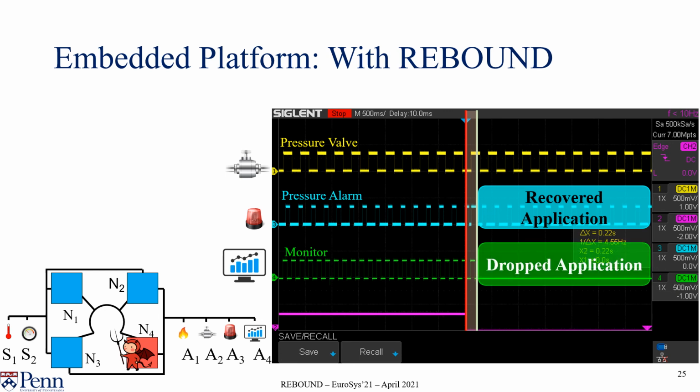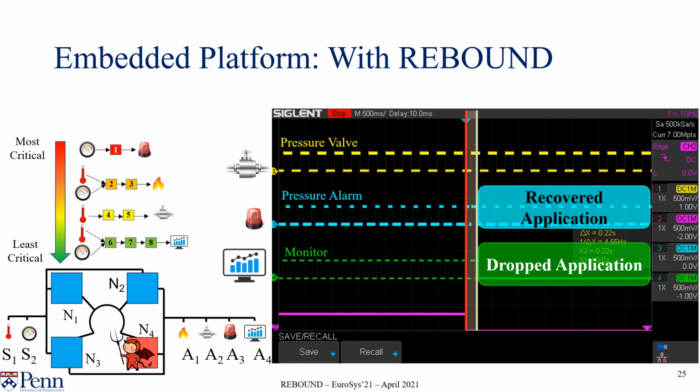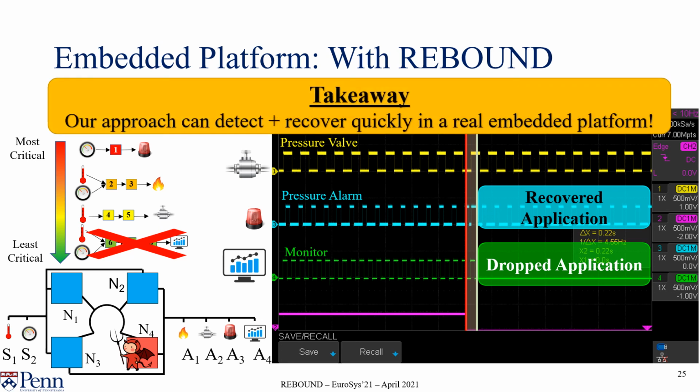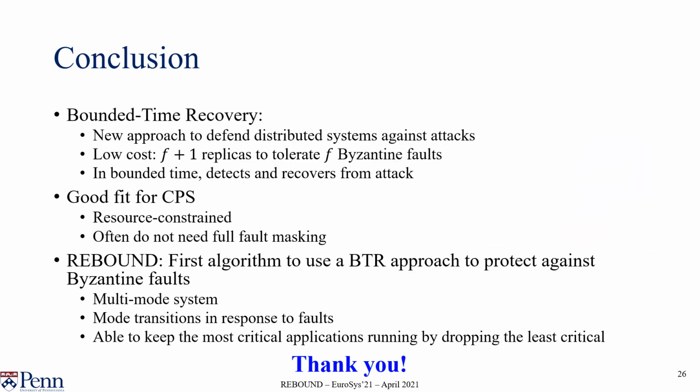But remember, since we have a mixed criticality system, it's okay to drop the least critical application in order to ensure the most critical ones are still schedulable given the more limited computational resources that are available. The takeaway here is that we have an approach that can both detect and recover quickly in a real embedded platform. In summary, we've introduced the concept of bounded time recovery, or BTR.